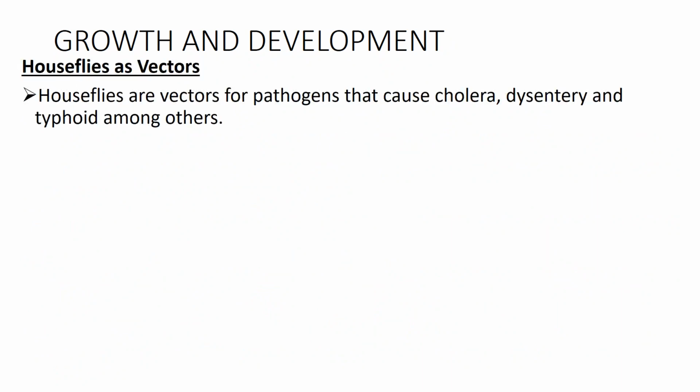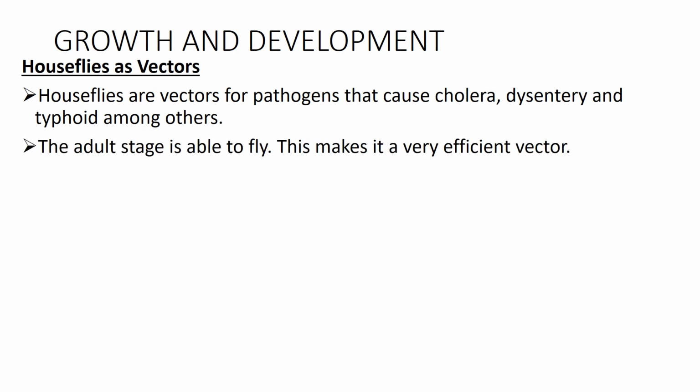Next, we'll take a look at houseflies as vectors. Houseflies are vectors for pathogens that cause cholera, dysentery, and typhoid, among others. Just like mosquitoes, the fact that houseflies are able to fly makes them very efficient vectors. At one point in time, they are on rotten food. Then in a short time, they are on the food that you are about to eat. So they are very efficient vectors because of their ability to fly.